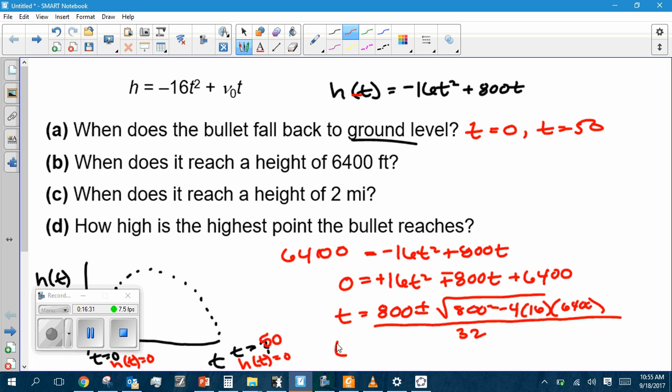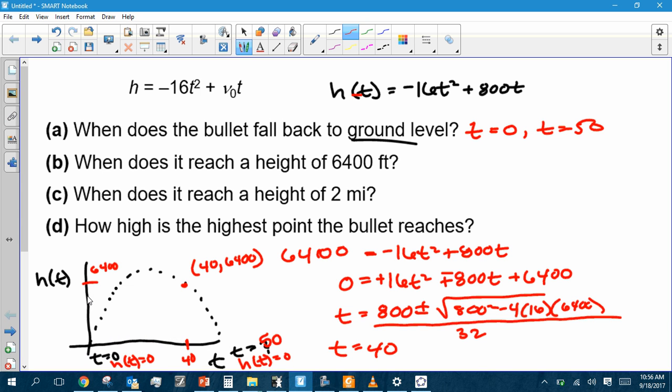Okay, so when we put this into our calculator, or however you're going to solve this, we first get t, and when I do the 800 plus, I should get 1280 over 32, which evaluates to 40. So at a time of 40, this thing has reached a height of 6,400. We're seeing right there that might be 6,400 on the y-axis.